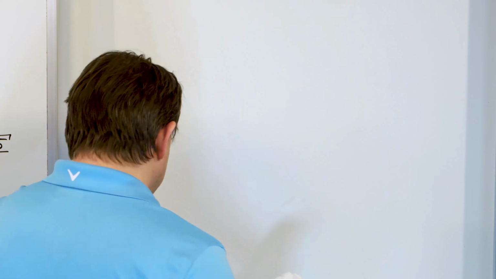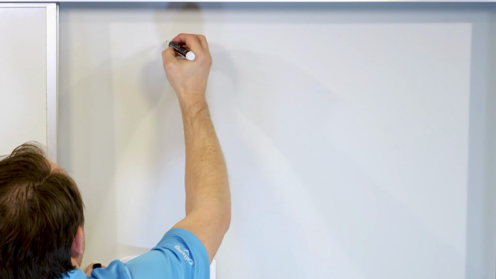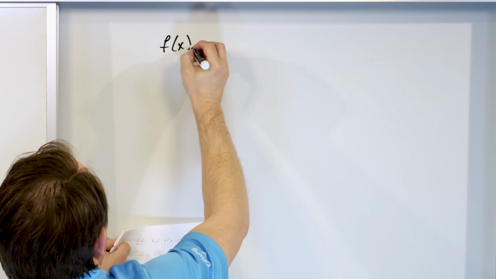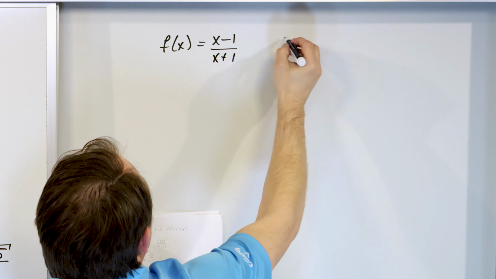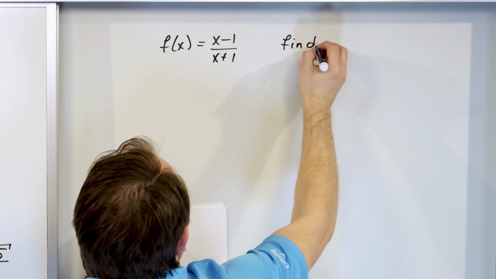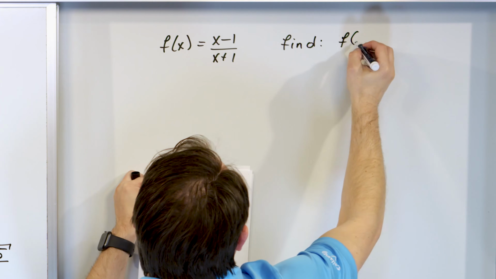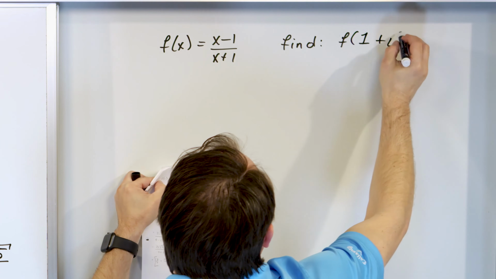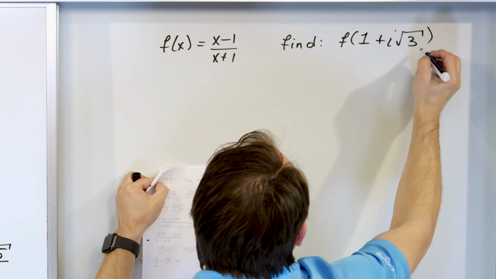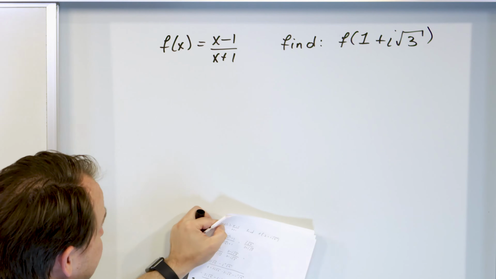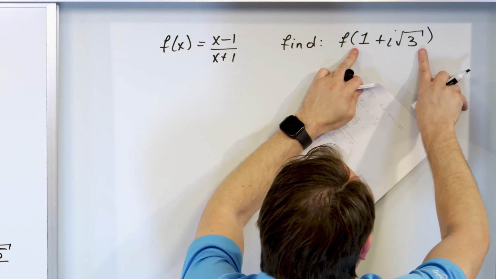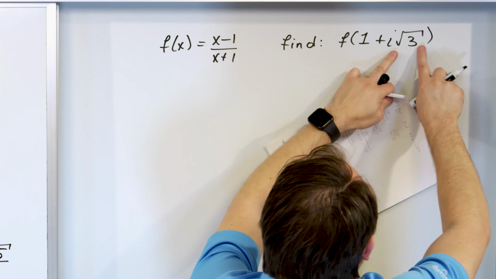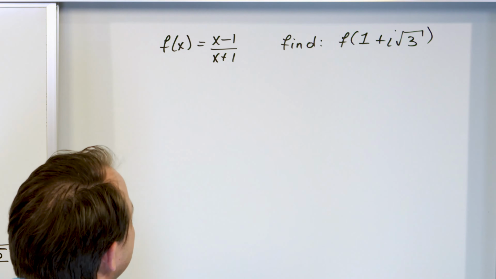Last problem, we're going to take this function that can operate on complex numbers, and it'll be more complicated. f of x equals x minus 1 over x plus 1. And we want to evaluate this function when f is evaluated at 1 plus i times the square root of 3. So not only do we have a more complicated function, but I'm plugging into it a complex number that has a real and imaginary part, but also has a radical. So it's just not very pretty.